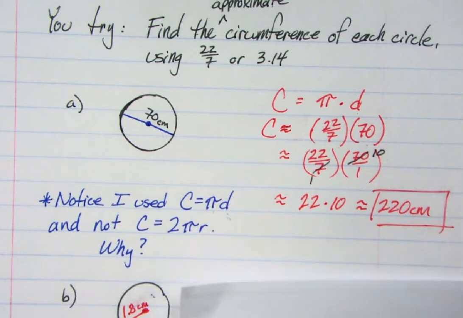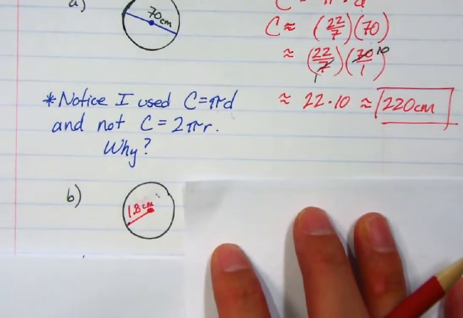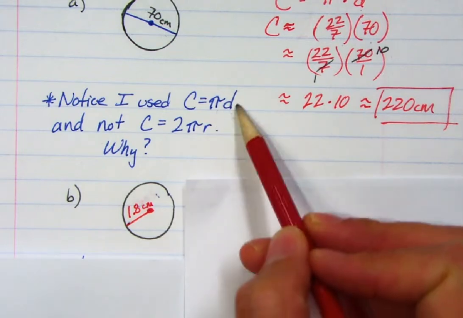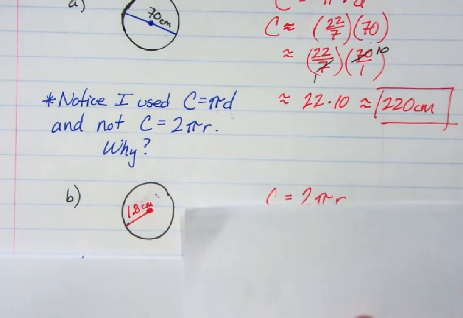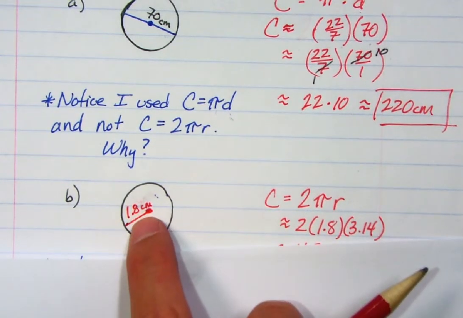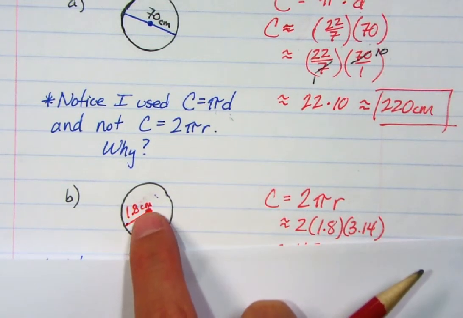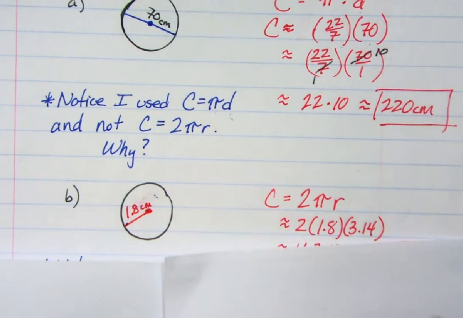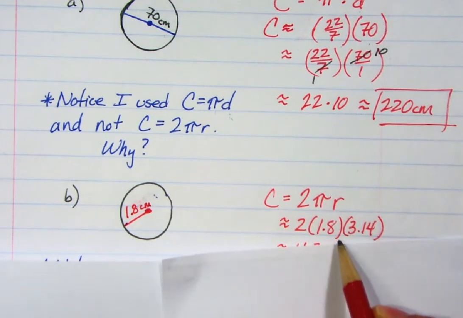Let's try another example. What if I give you this circle here? Which of these two are you going to use? Well, take a look what I did. I decided to use the second one. Why? Because they gave me a radius. Why have to double that and then use the diameter one? Don't have to do that. I'm going to do that here anyway.